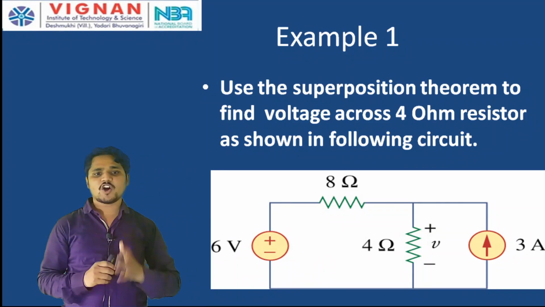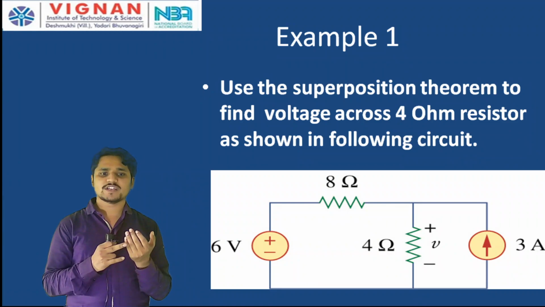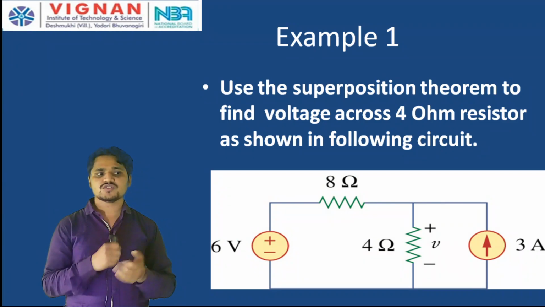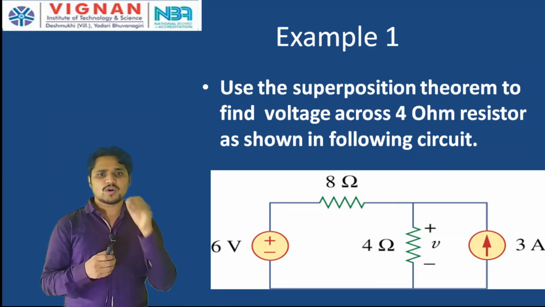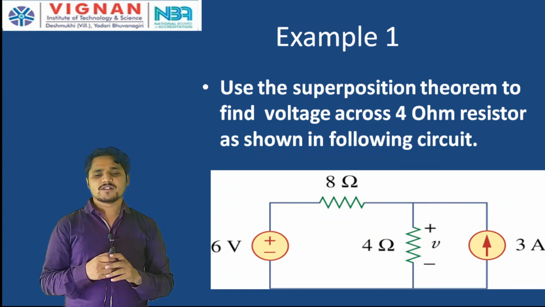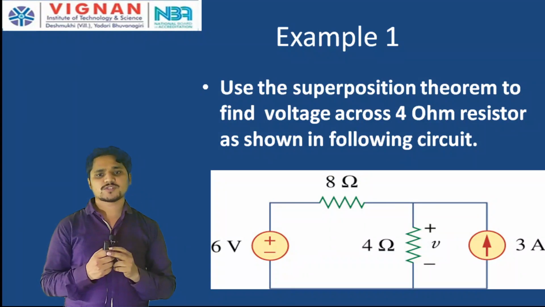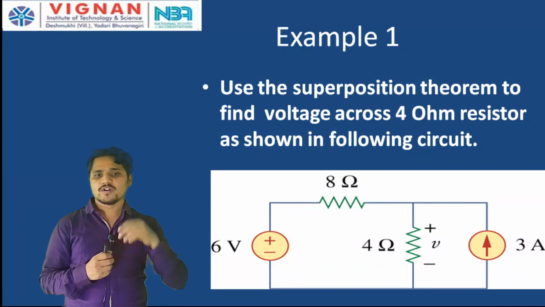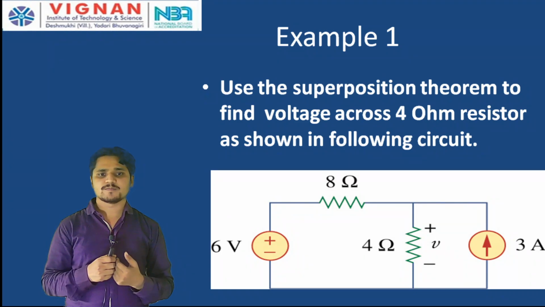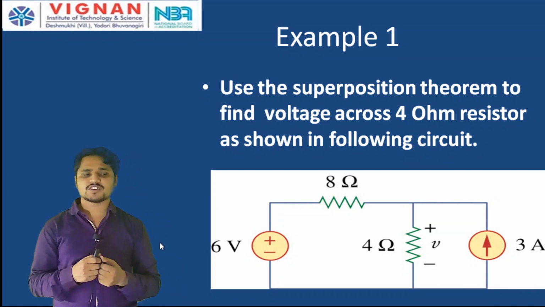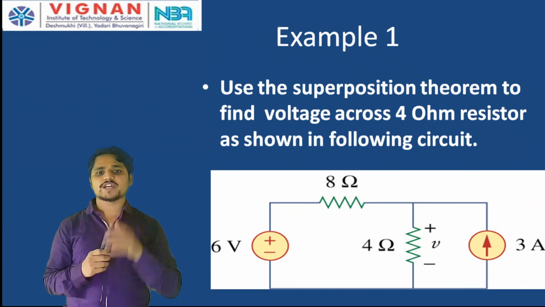Now tell me, how many sources are there here? Two sources are there. One is a voltage source of 6 volts and the other is a current source of 3 amperes. Which means to apply the superposition theorem to the given network, a minimum of 2 sources must be present. There can be any number of sources, but a minimum of 2 must be present. So here 2 sources are there for the given network, and we can easily apply the superposition theorem to solve for the voltage across the 4 ohm resistor.